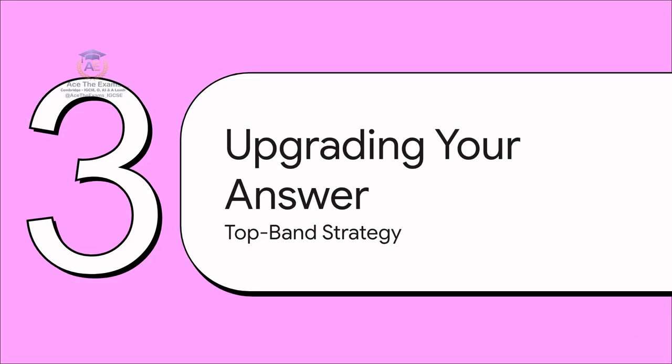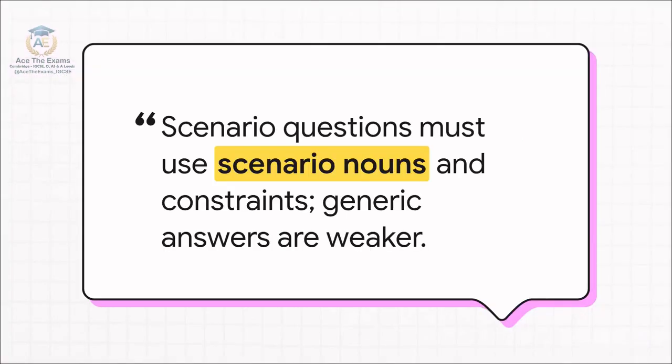Section 3. Upgrading your exam answer. We've mastered the theory, so let's finally reveal that hidden examiner clue and systematically upgrade our exam technique. All right, here is the secret. Straight from Cambridge Exam Strategy, examiners will penalize you for using generic textbook definitions. You absolutely must map your knowledge to the specific scenario nouns and constraints in the prompt.